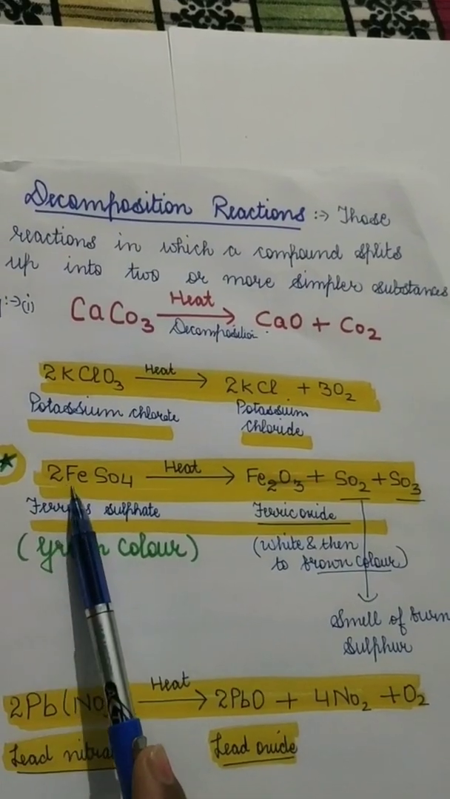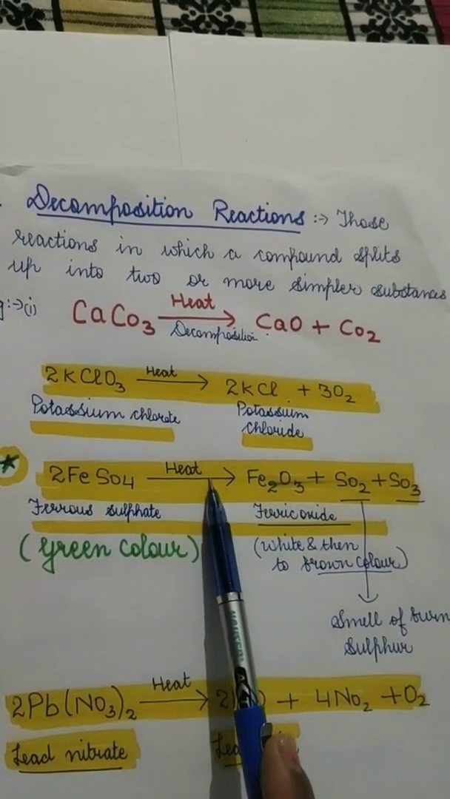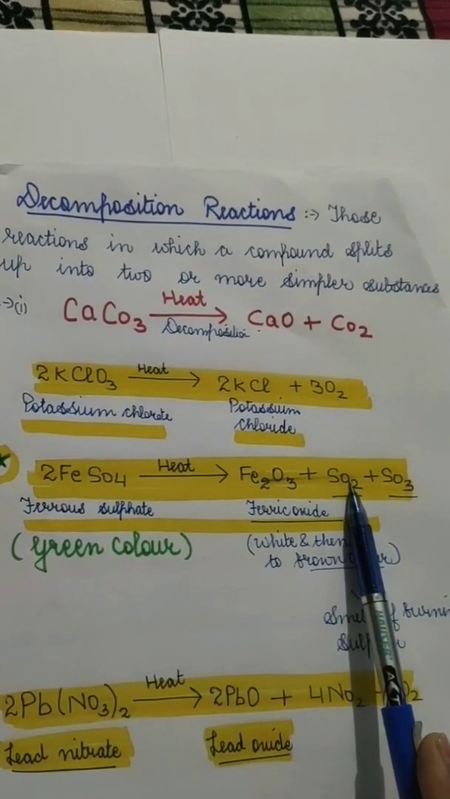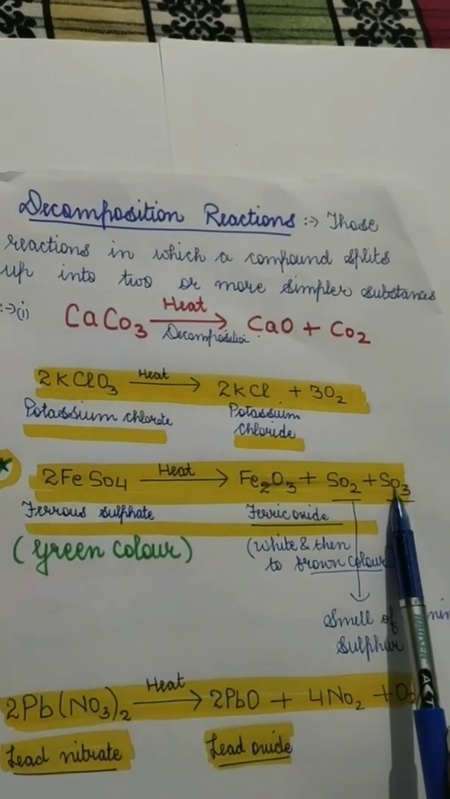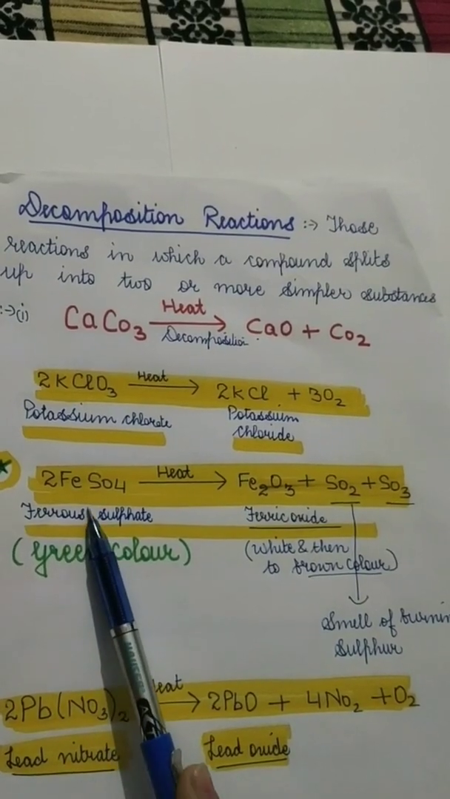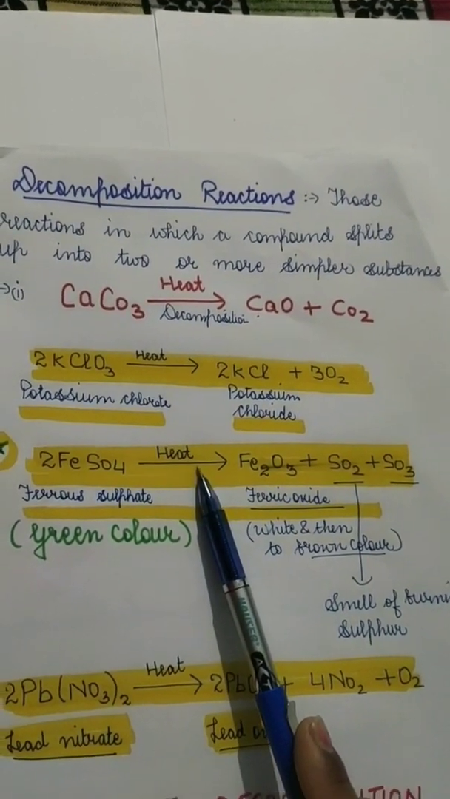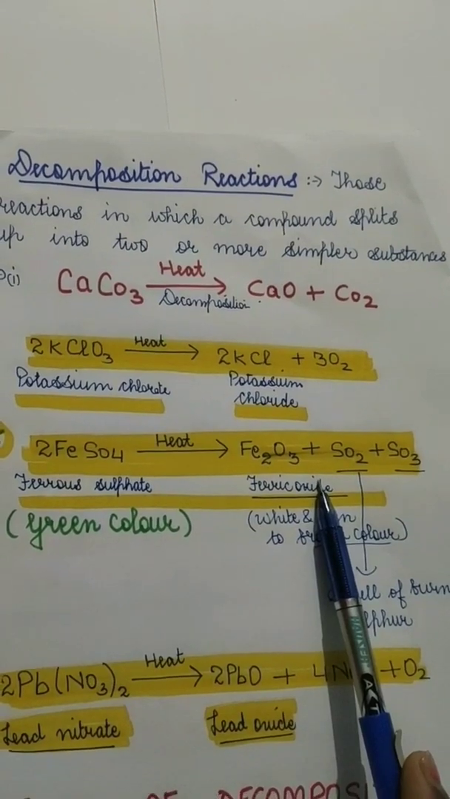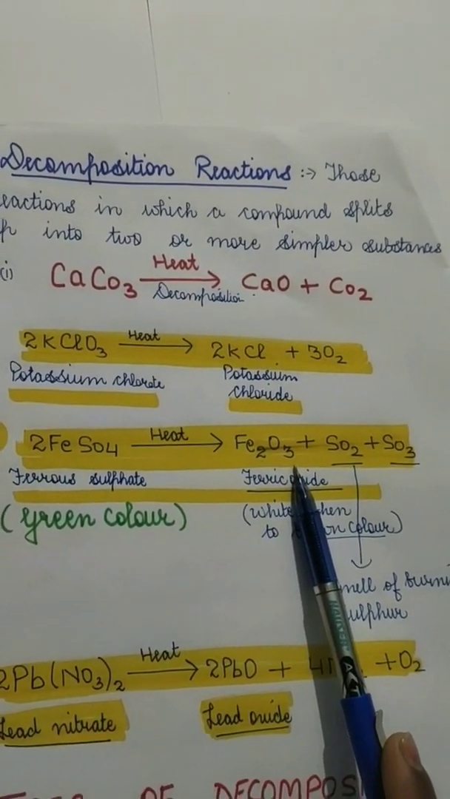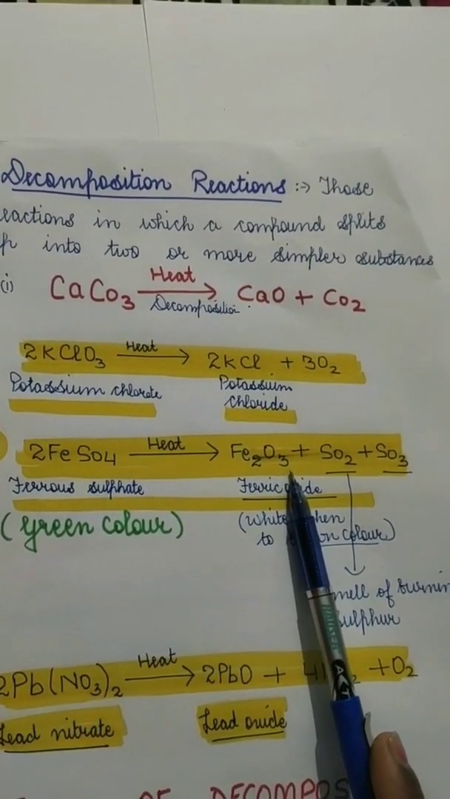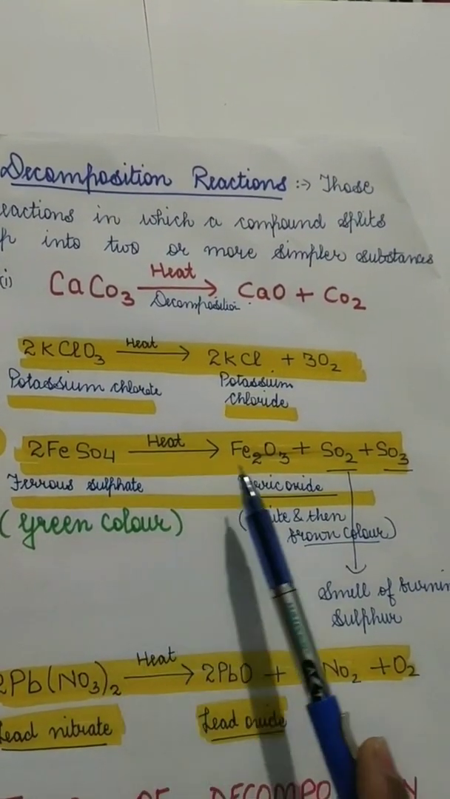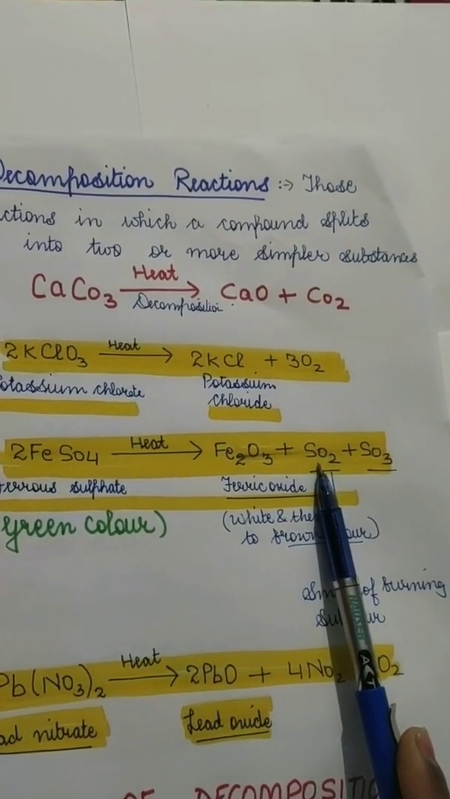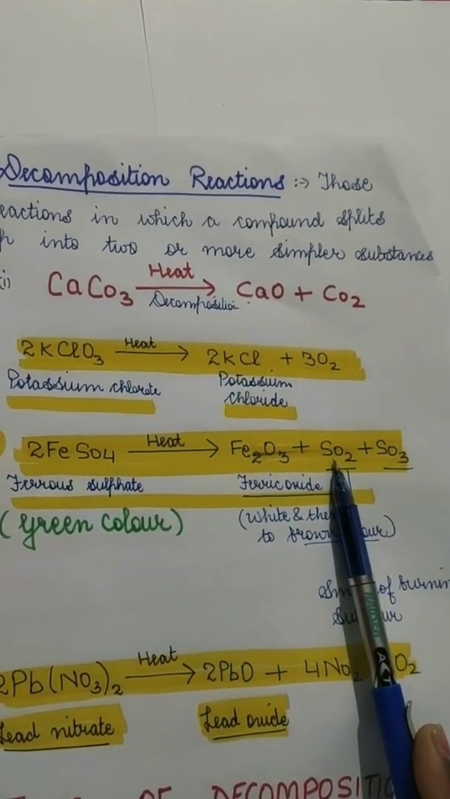If we heat ferrous sulfate, we will get ferric oxide, Fe2O3, and sulfur dioxide and sulfur trioxide. Now ferrous sulfate is green in color, but when we heat it, it will decompose and break down into a simple compound, that is ferric oxide, which is brown in color. So basically, the green color of ferrous sulfate changes into brown, and a smell of burning sulfur comes out from the reaction.